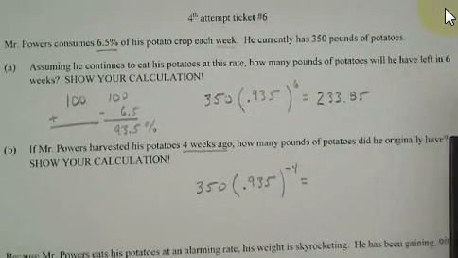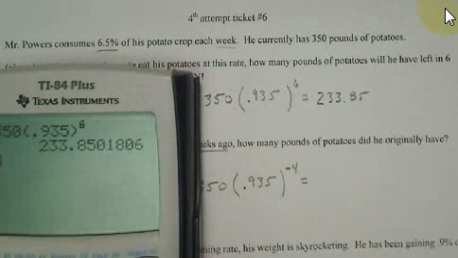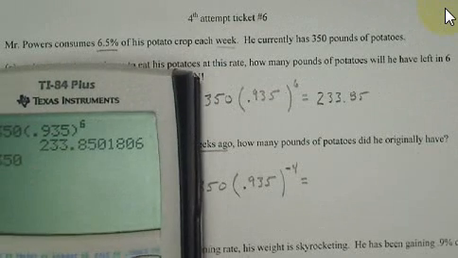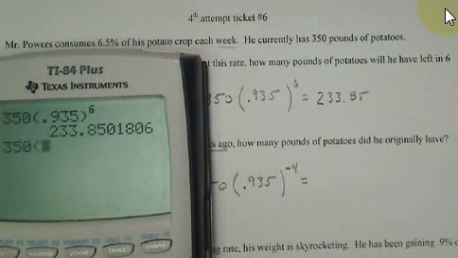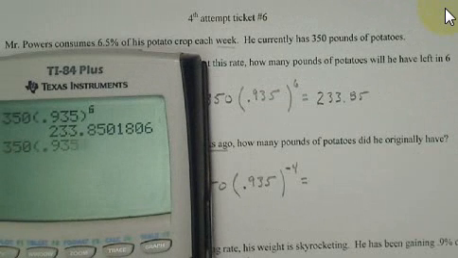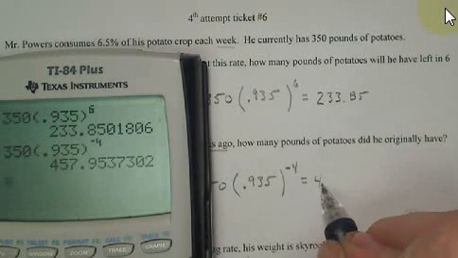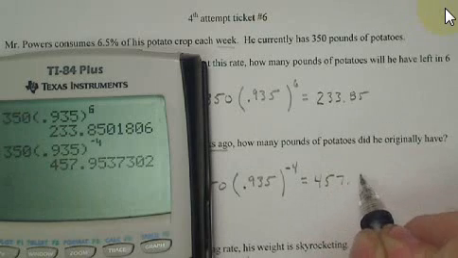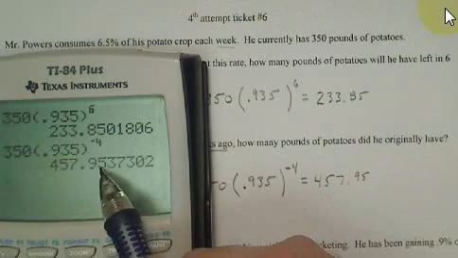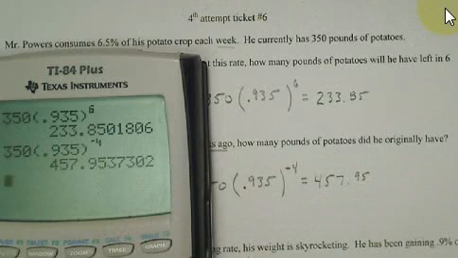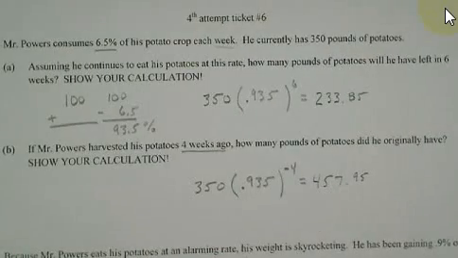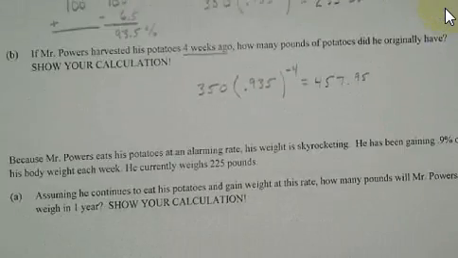So we should get an answer that's more than 350 pounds. So if I type again, 350 pounds, 0.935, and we raise that to the -4, going back in time 4 weeks, and there's that number that's bigger than 350, 457.95, and that's a 5 because that 3 tells you to keep that 5 the same. Don't round up on that one. Okay, that concludes 6A. Let's go ahead and slide up to 6B.